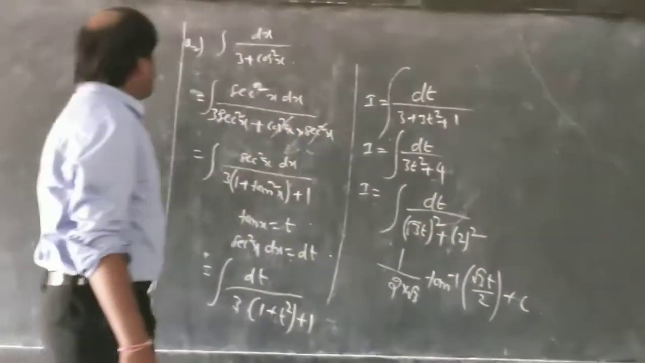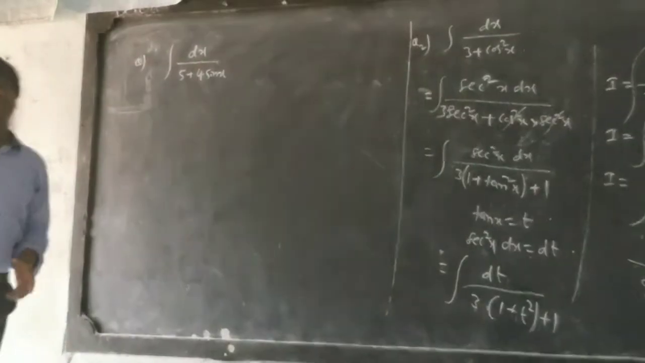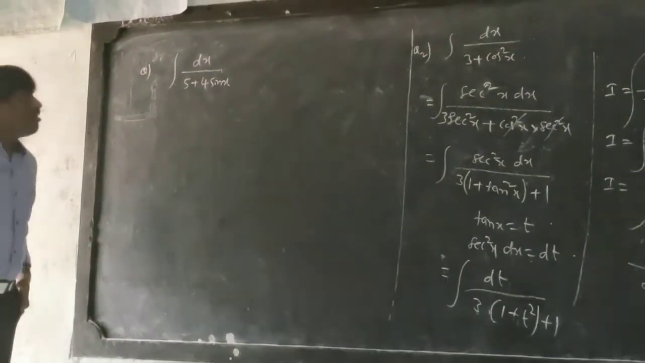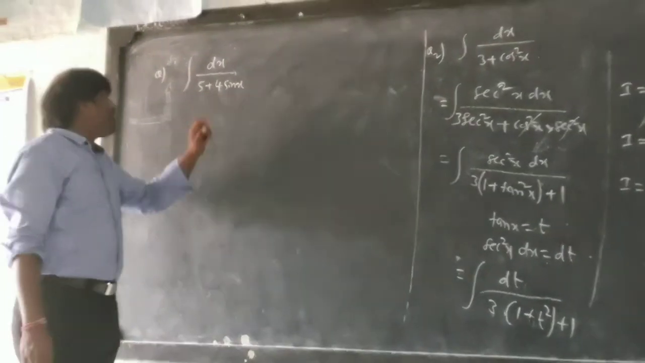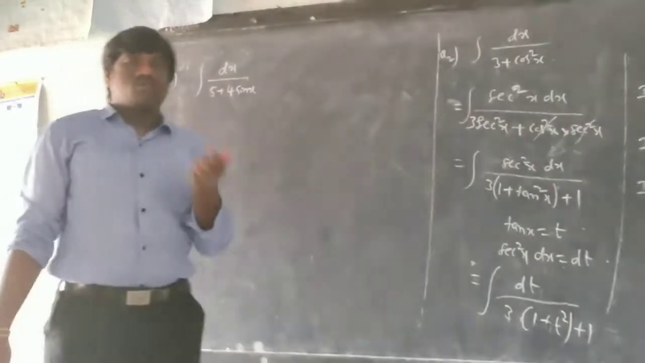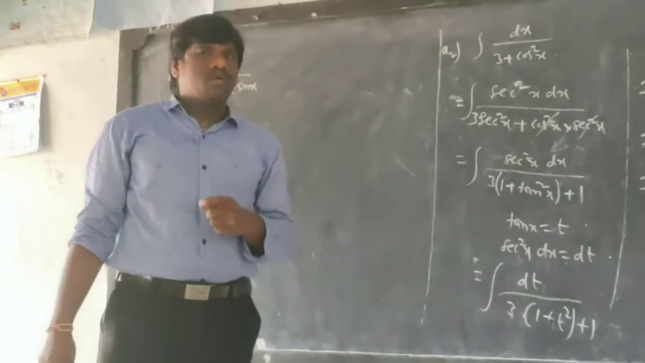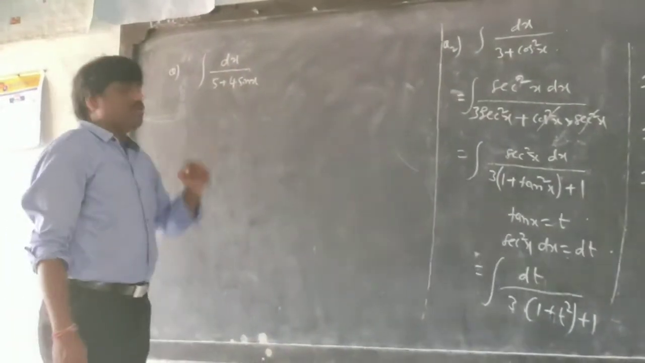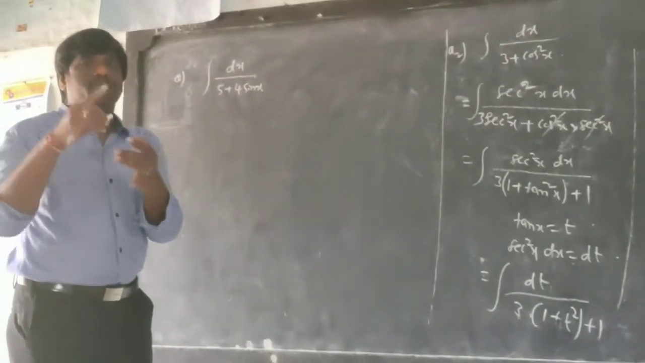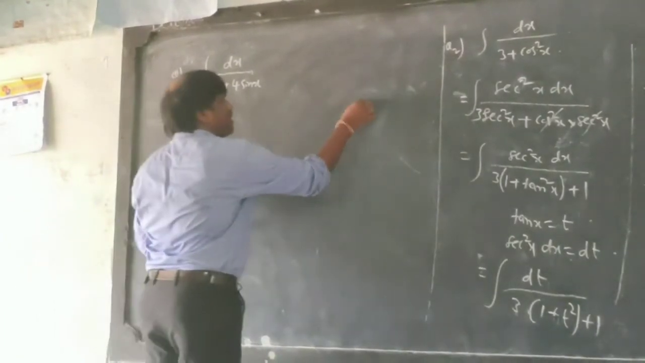Okay, fine. Let's see the next question. This is form number 2. Form number 1 finished. Form number 2, integration of dx upon 5 plus 4 sin x. So whenever you have form number 2, what I said here, this is degree 1. When you have degree 1, sin x should be replaced by what?